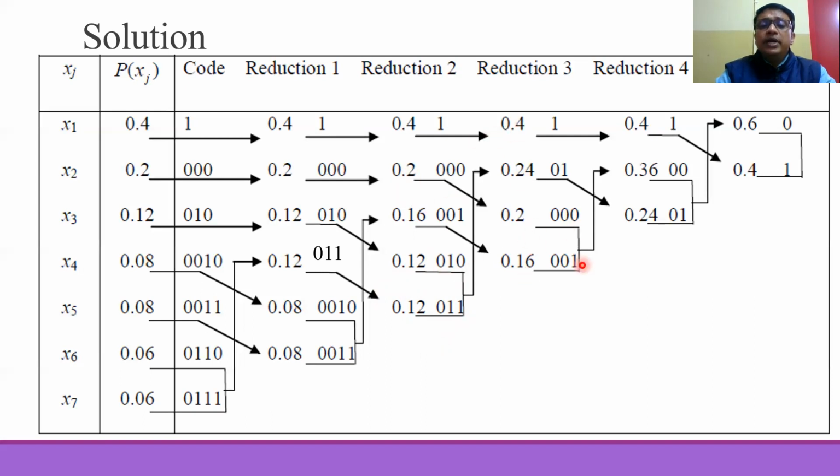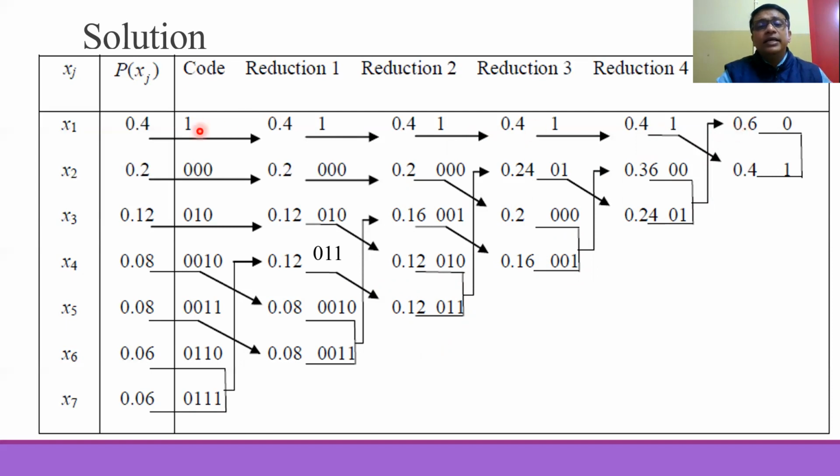Again, these two will be taken. These two give 0.36, that is 0.2 plus 0.16 is 0.36. Obviously, 0.36 is higher than 0.24, so it will again be reordered. Similarly, 0.36 and 0.24, when combined, become 0.6. So 0.6 is placed on top of 0.4.